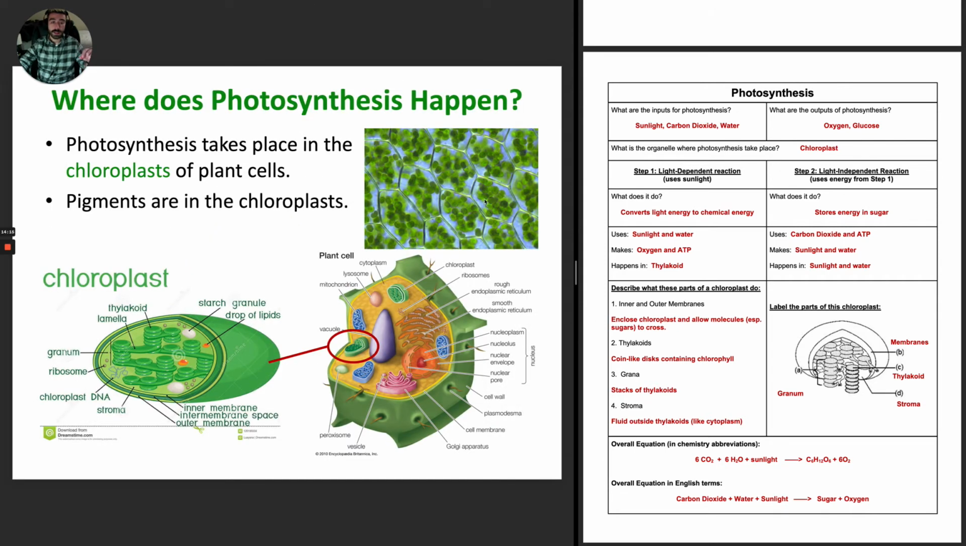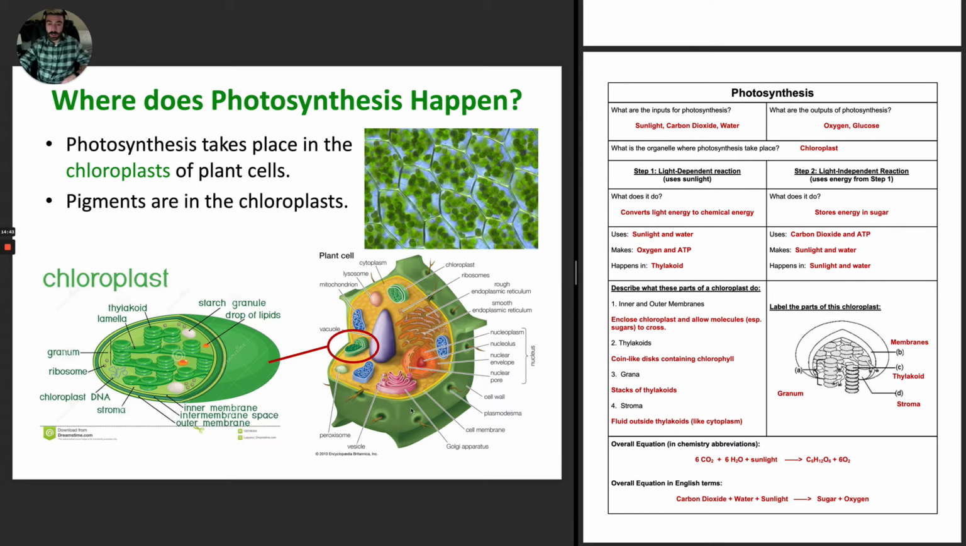So chloroplasts are what make plants green, because chloroplasts are the organelle that contain pigments, that contain chlorophyll. So here you see a real picture of plant cells, and all these green things are the chloroplasts. So we can see how many there are per cell. If there's that many per cell and they're that green, it's no wonder that plants are green, right?